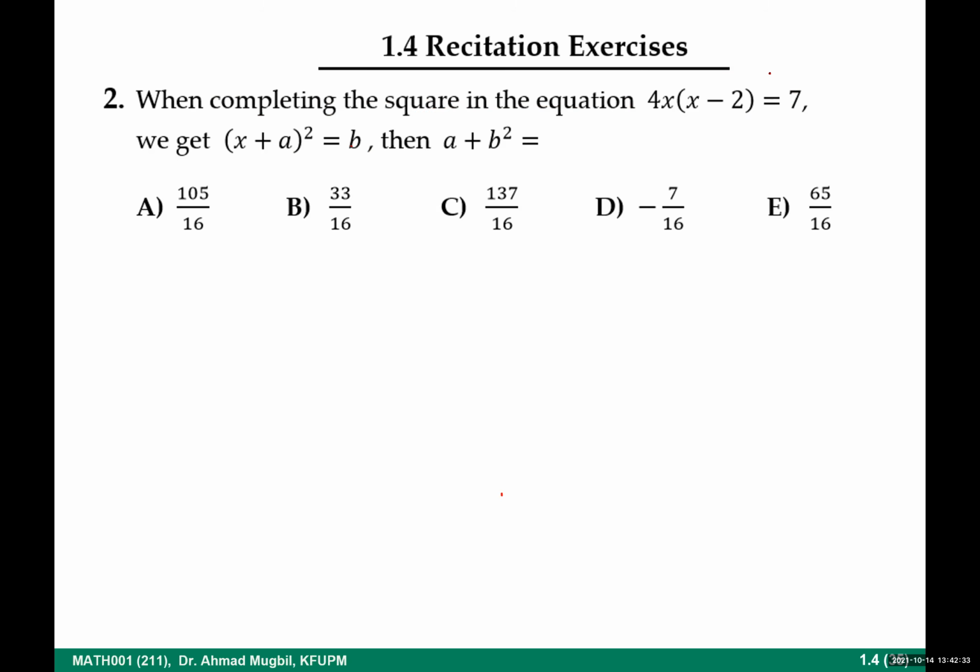Solve it. During that, I will pause the recording and distribute the papers of class test number 1.